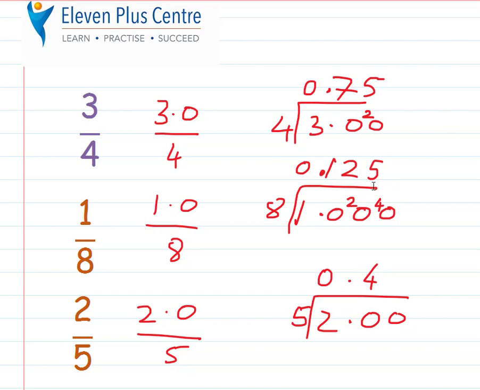Now what we're going to do is the opposite. Here we've looked at converting fractions into decimals. So now we're going to go the other way. Let's look at converting a decimal into a fraction. So let's start with 0.4.